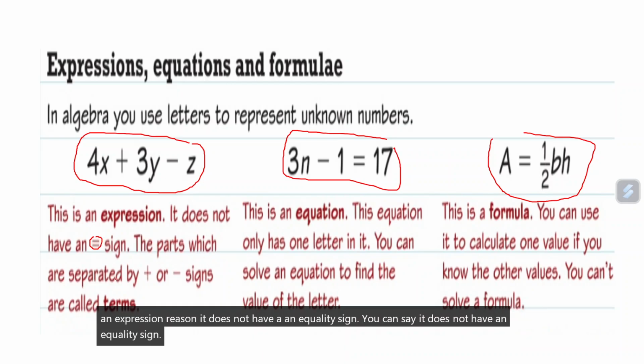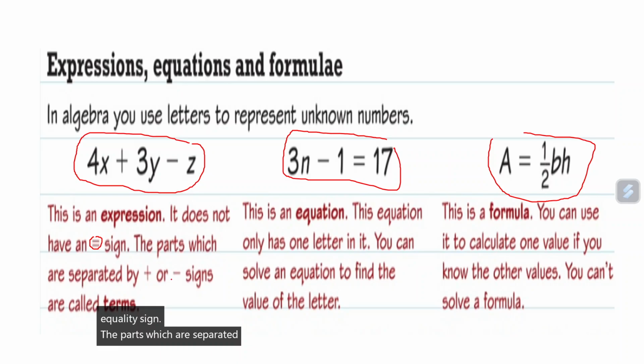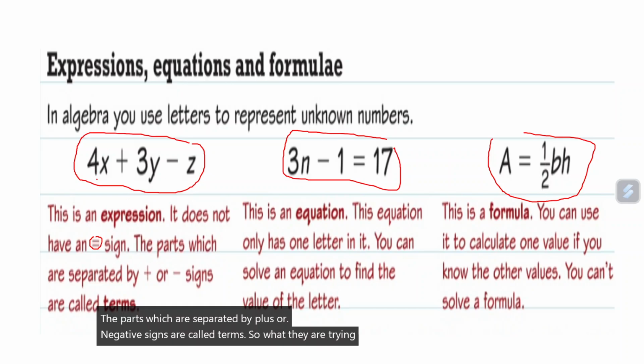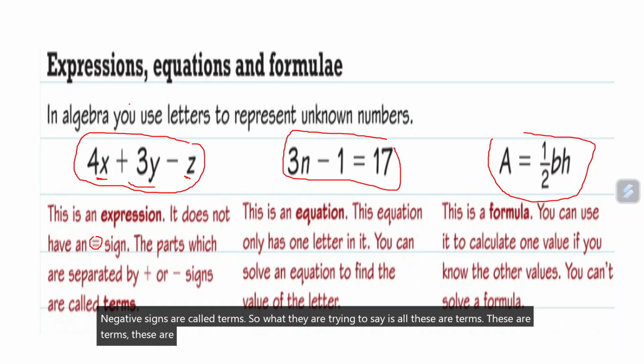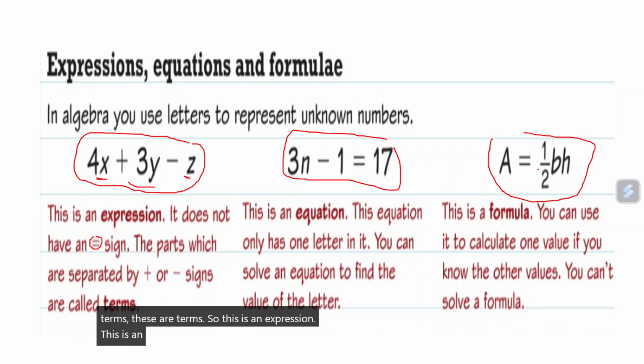The parts which are separated by plus or negative signs are called terms. So what they are trying to say is all these are terms. So this is an expression. This is an equation, and this is a formula.